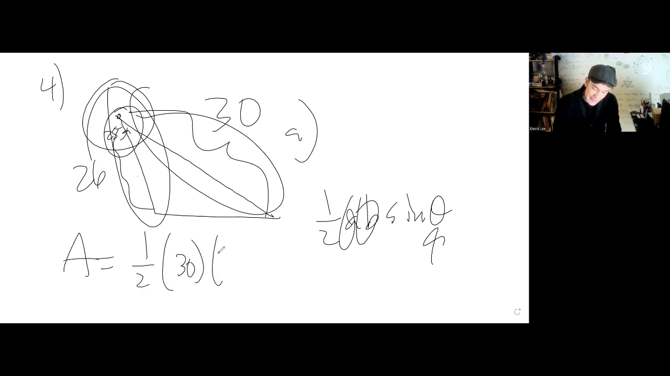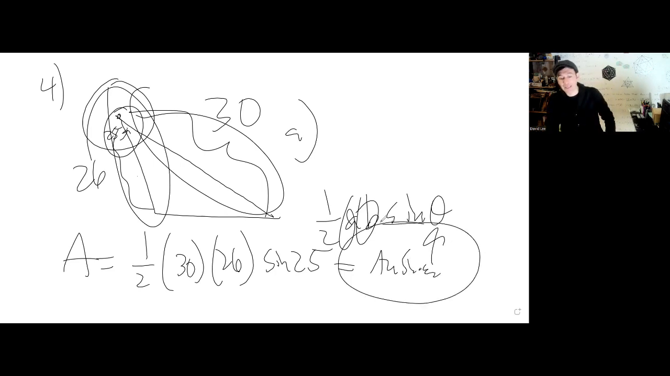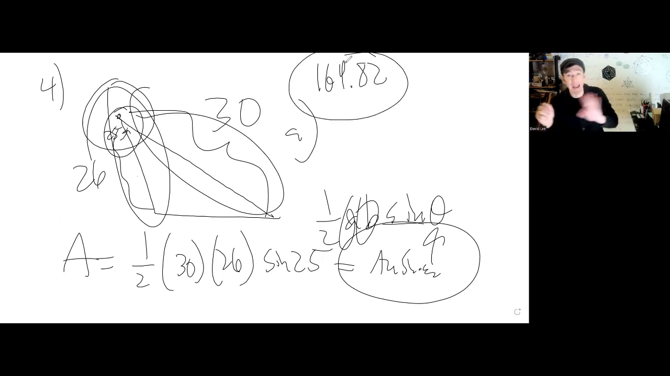1/2 times 30 times 26 times the sine of 25 degrees. Type that into your calculator, and boom, you'll get the answer that's on the answer key. Done. End of story. Okay? Actually, let me type that in because I need to know what that is for part B. 26 times the sine of 25. So it's about 164.82. So 164.82 for part A. That's the area of the triangle.